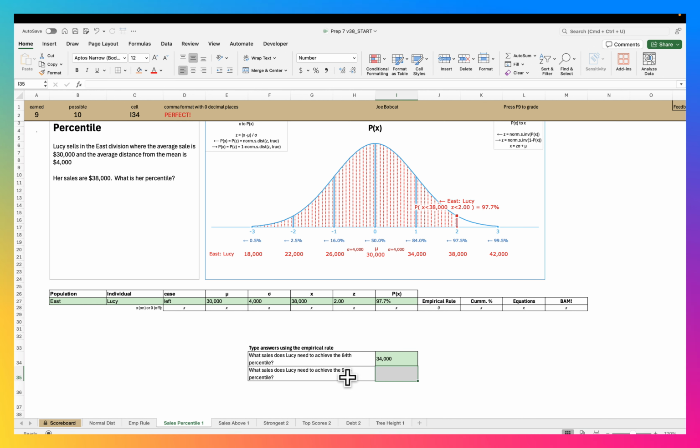And what sales does Lucy need to achieve the 99.5 percentile? That's way out here. That would be 42,000. Okay, we nailed that one. Let's move on.